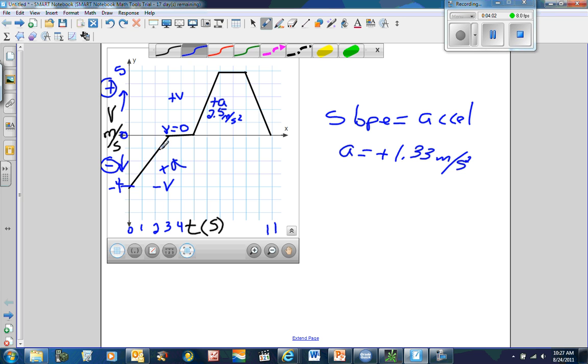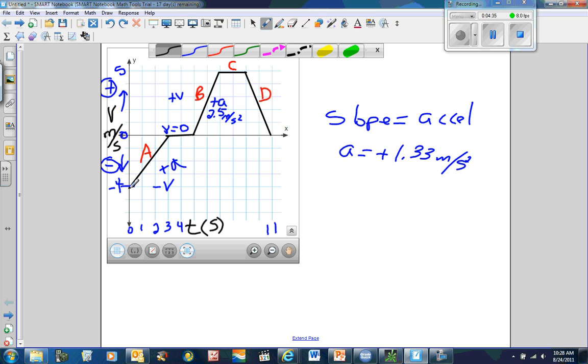So from here to here, let's call this section A, so I can always refer back to it. This is section B, this is section C, and this is section D. So here's the question. As I move from time t equals 5 to time t equals 7 seconds, what happens? Well, I accelerate at 2.5 meters per second squared. My velocity is positive, so I speed up. I speed up from 0 meters per second to +5 meters per second.